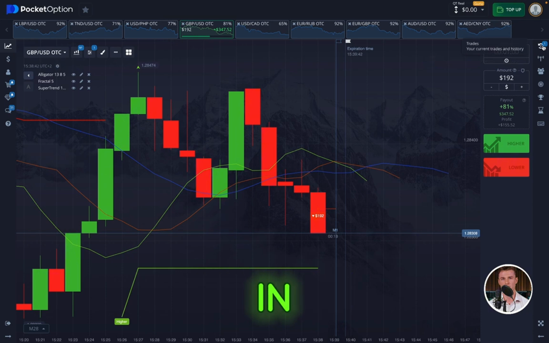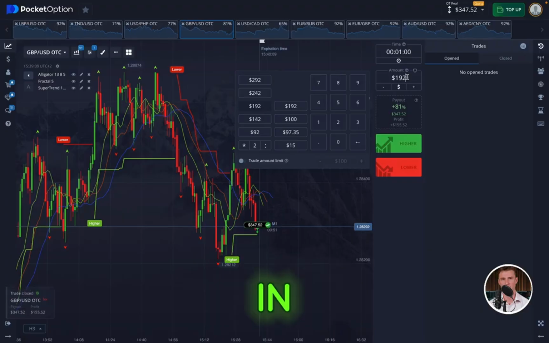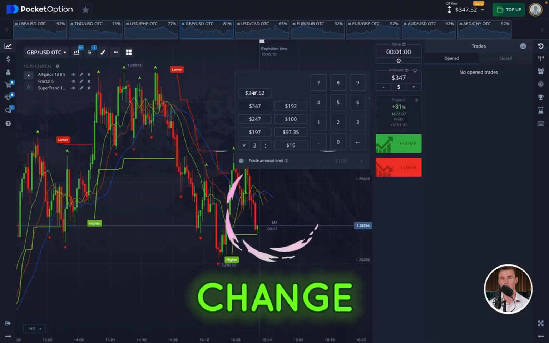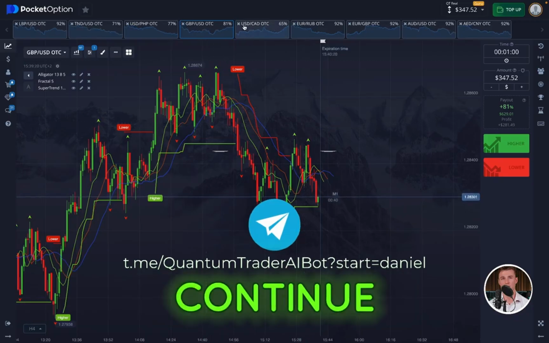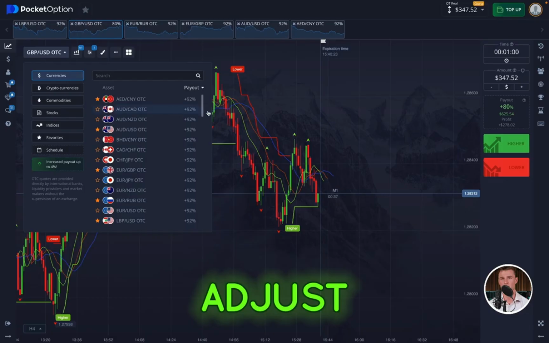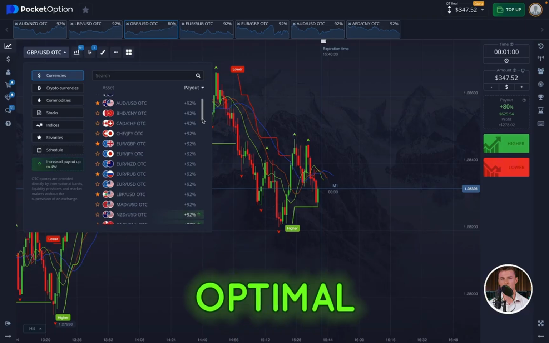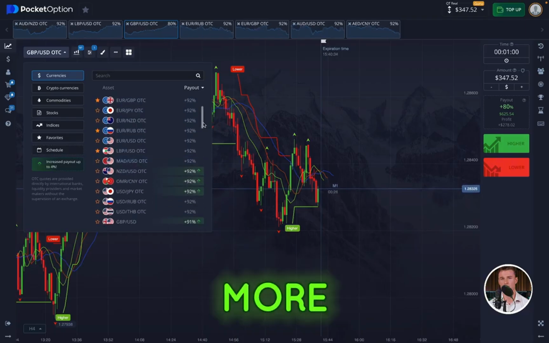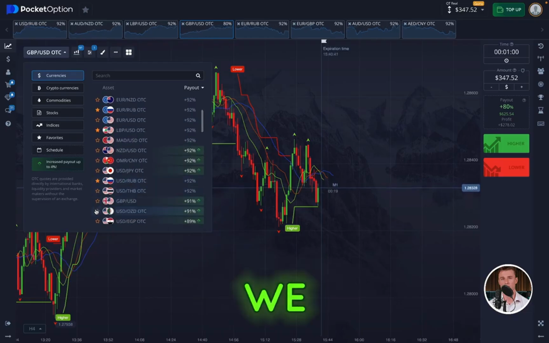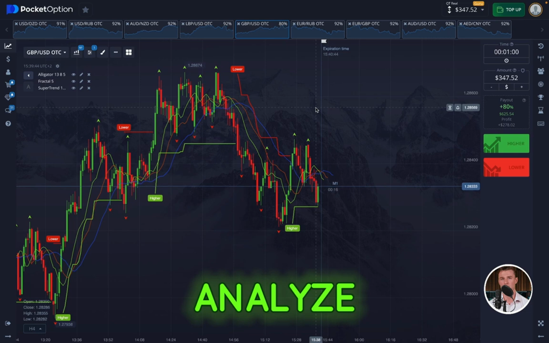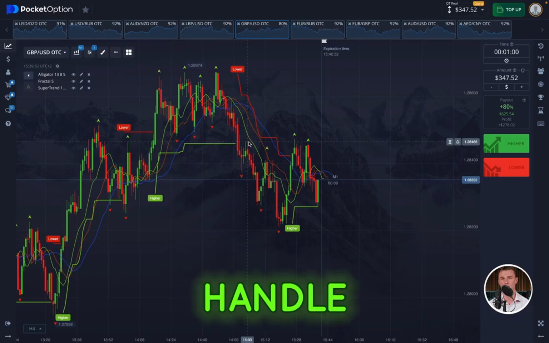Let's watch the result. In this case, we don't need to follow the super trend, and the position is closed in plus without problems. Let's change also the amount of the value of the transaction, put the maximum, and continue our trading. Let's slightly adjust the selection of currency pairs. We see that the percentages we have are not quite optimal for today's trading. I want to get a more satisfactory profit, and let's select these assets. And we will have to analyze the entry points and analyze the market, but I think I can handle this task.